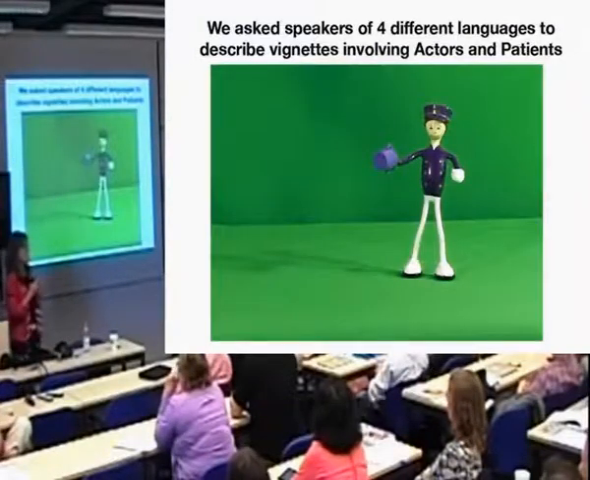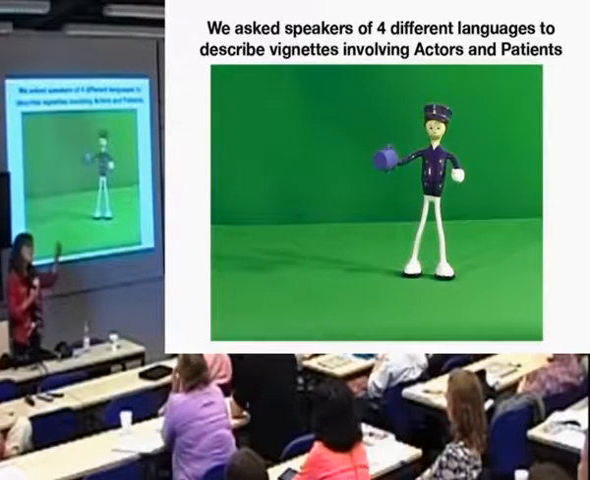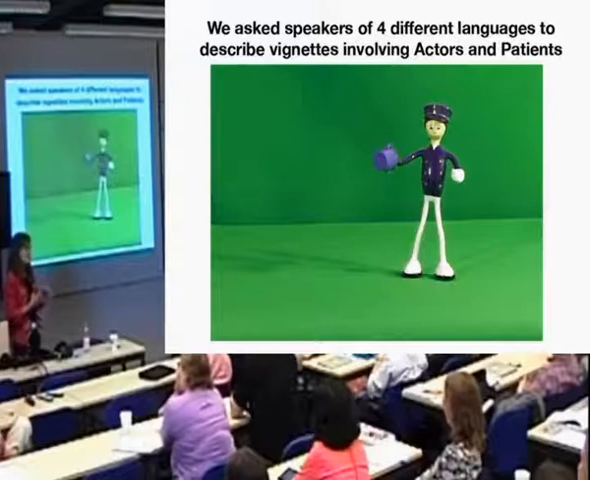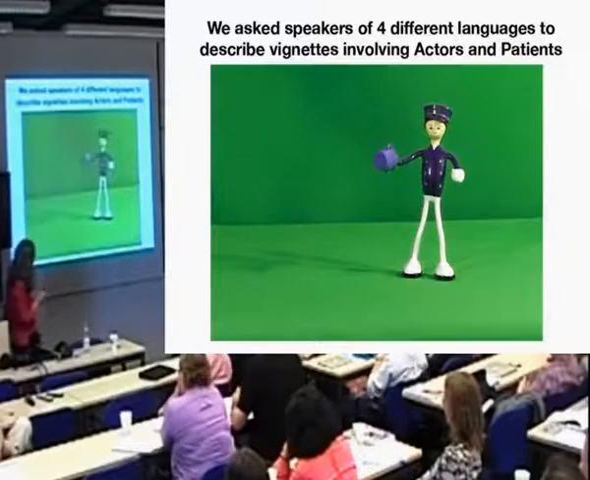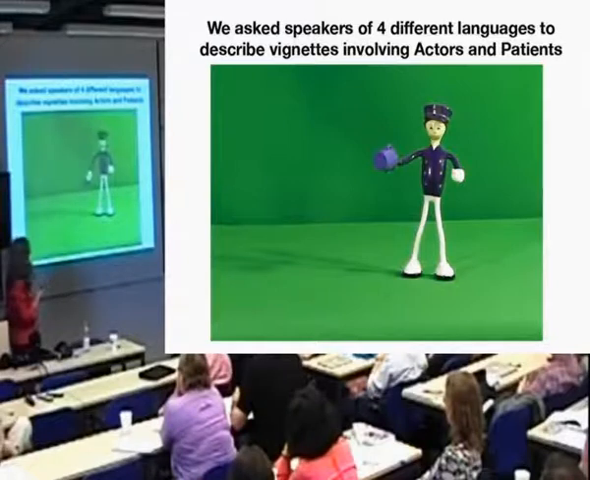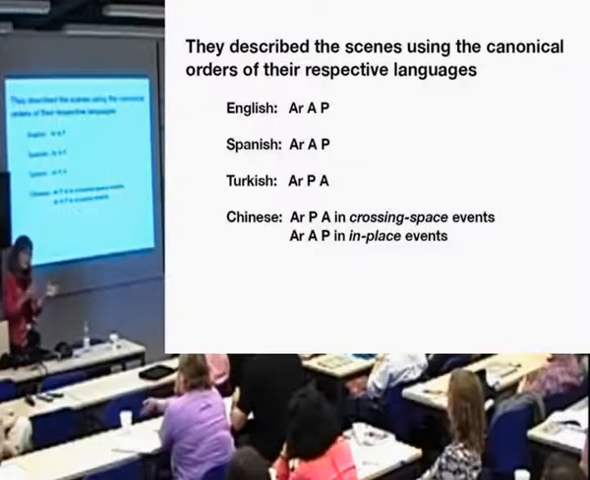So what we decided to do is to explore this a little bit more seriously, and to look across four different languages, and to try to look at agent-patient kinds of relationships instead of all this transitive stuff. So we gave them thrilling vignettes such as this. This is the captain swinging a pail. Okay, and then we asked them to first talk about them, and then to do it with gesture.